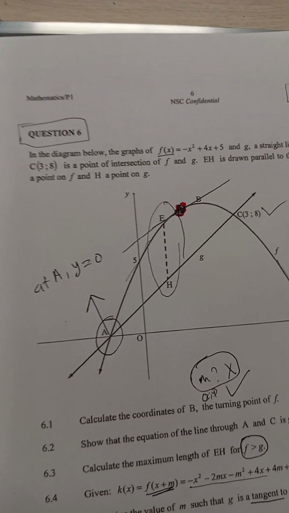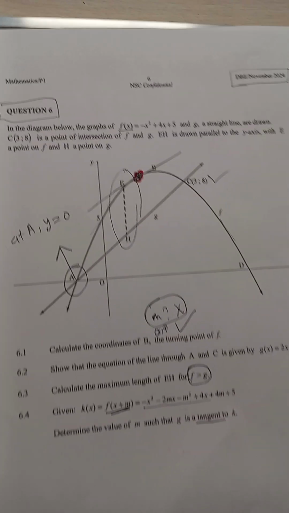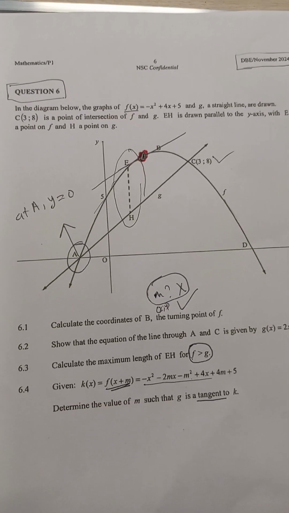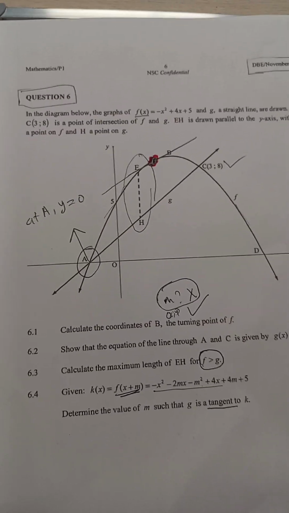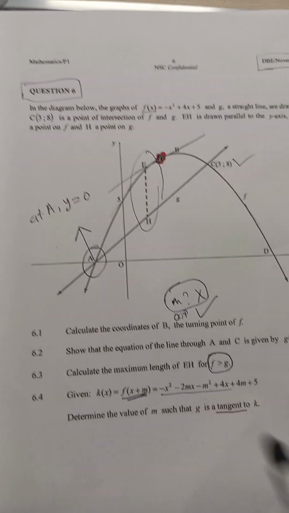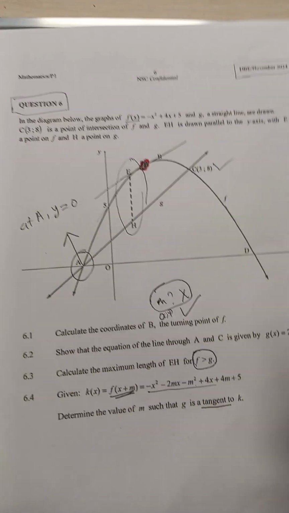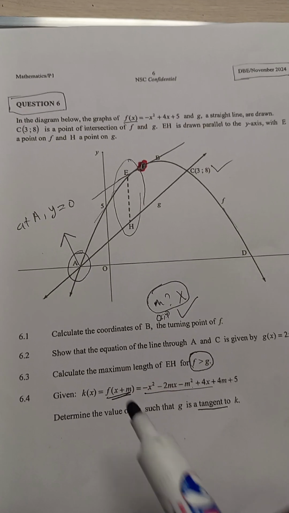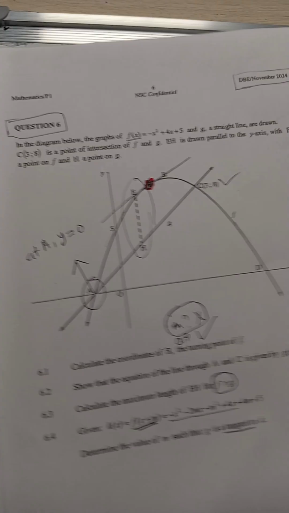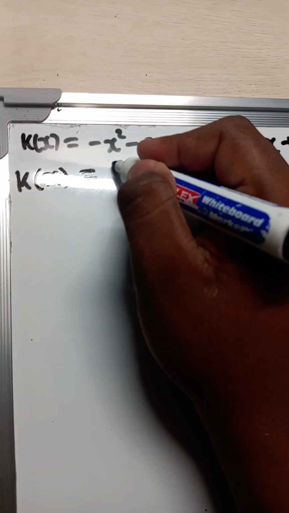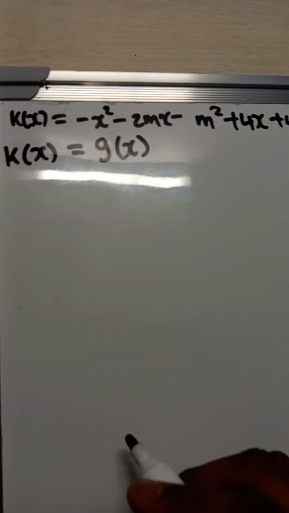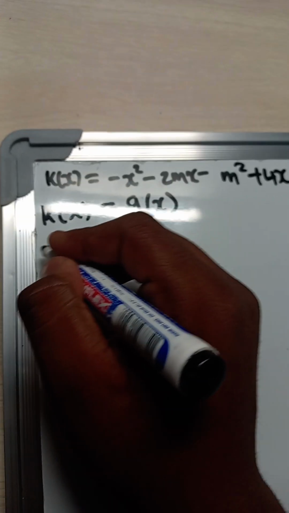So now, what are they saying? Determine the value of m such that g is a tangent to k. So for g to be a tangent to k, g of x, which is given as 2x plus 2, must be equated to this k of x because it has to be a tangent. So what I'm going to do, I'm just going to say k of x equals g of x. Do you get what I'm trying to say? Now, what is this k of x? That whole expression.